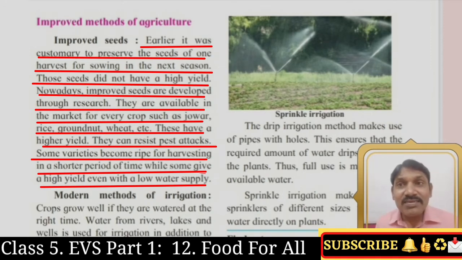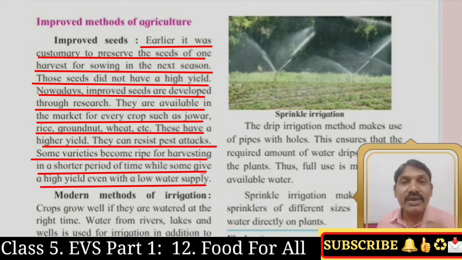Nowadays improved seeds are developed through research. Improved seeds are scientifically proven or experimented, and they have a high yield. Such seeds are available in the market now, so there is no need to preserve the seeds of the previous year to sow in the next season. They are available in the market every year, such as jowar, rice, groundnut, wheat, etc. These have a higher yield.